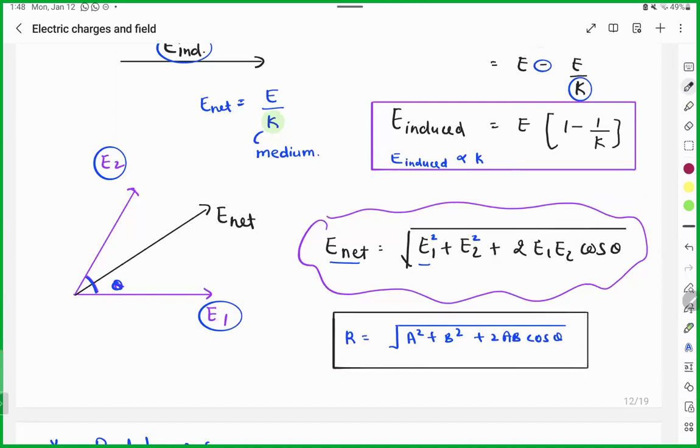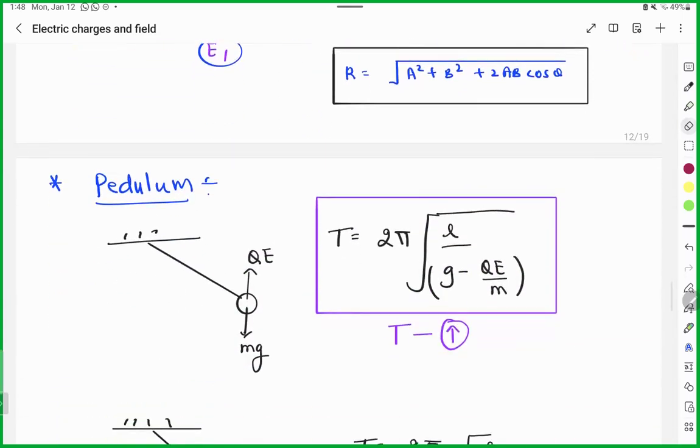Understood? Same method. There is an angle difference theta. But remember, the angle is taken in this situation between the two electric fields, not the resultant. This is the total angle. If this angle is given in the question, then it will be wrong. You will take theta, but it is not theta. Theta is between the two electric fields.